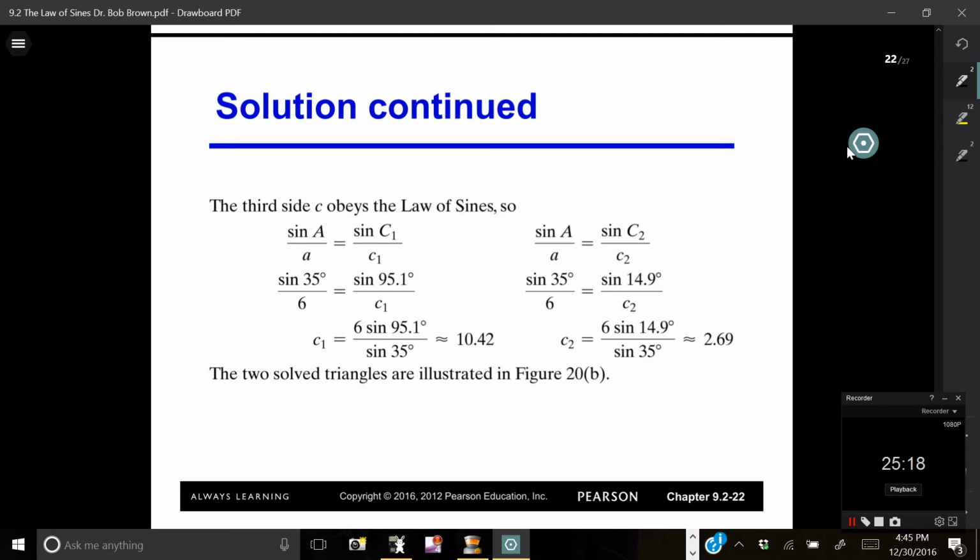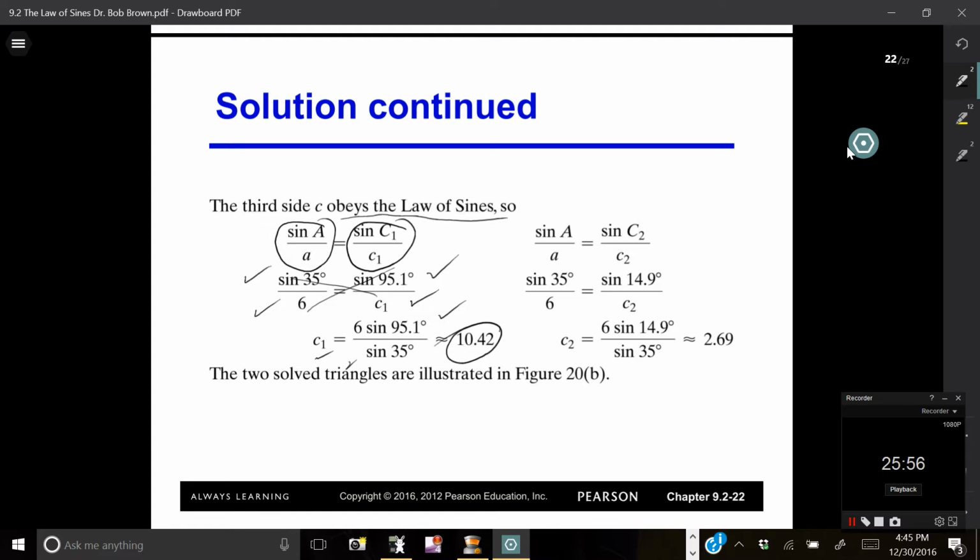So the third side, c, obeys the law of sines, so we write down sine of A over a equals sine of C1 over little c1. Plugging in 35 degrees for angle A, little a is 6, C1 was 95.1, and little c1 is what we want to solve for. So little c1 is equal to 6 sine of 95.1 divided by sine of 35 degrees, which is 10.42.